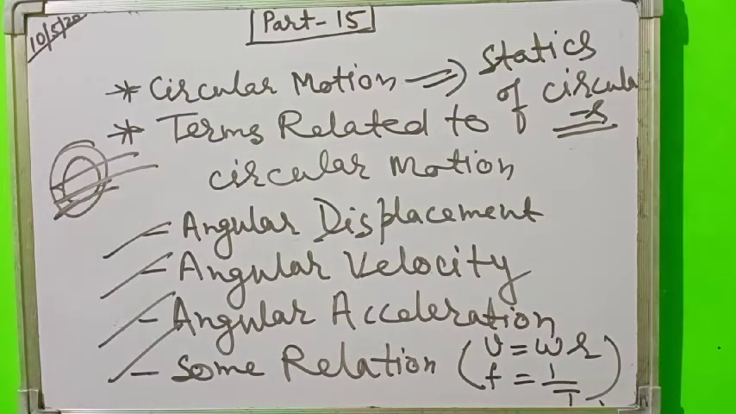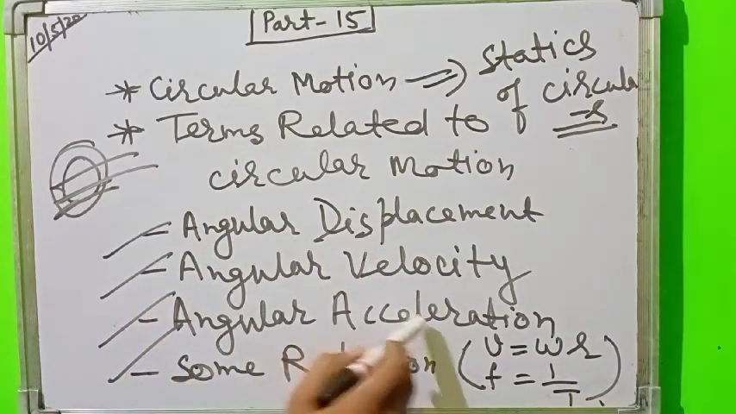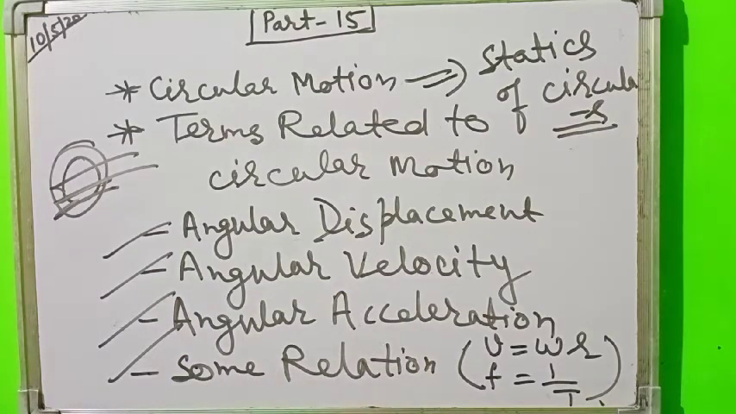In that video, we had discussed circular motion. After that, we had discussed the terms related to circular motion: angular displacement, angular velocity, angular acceleration, and some relations we derived, that is v is equal to omega r, f is equal to 1 upon T.